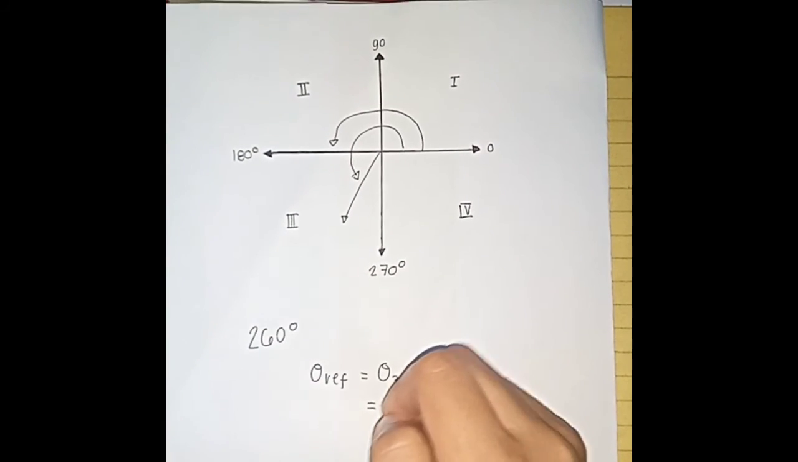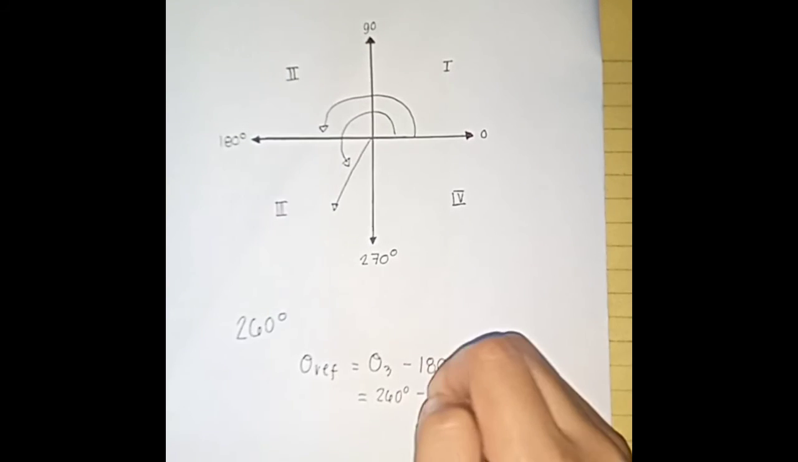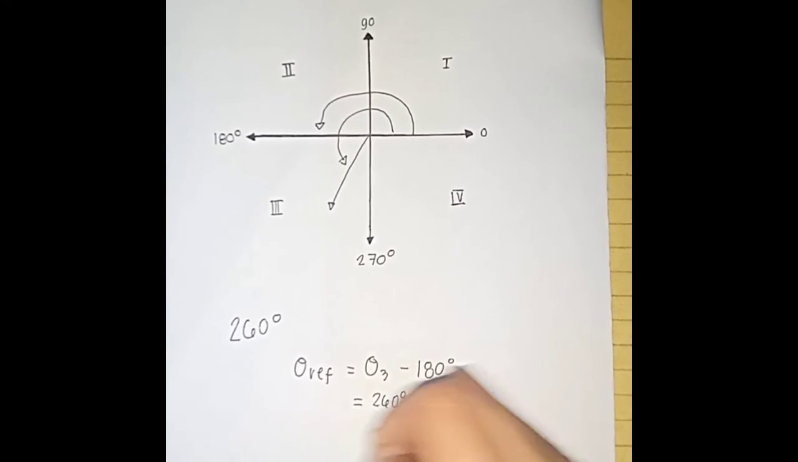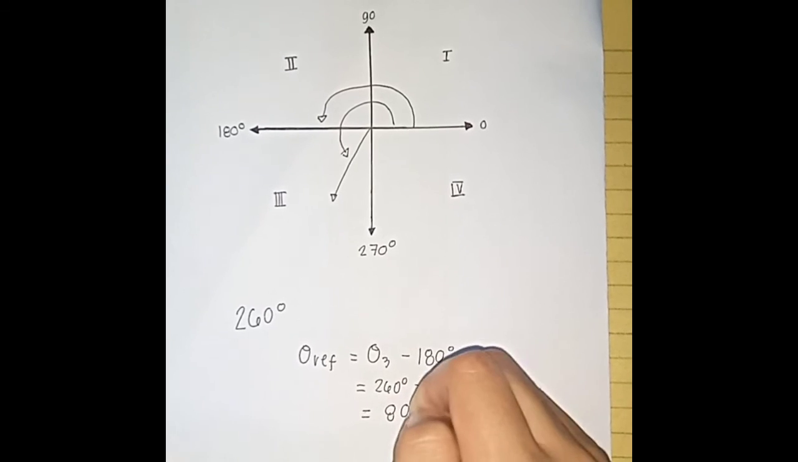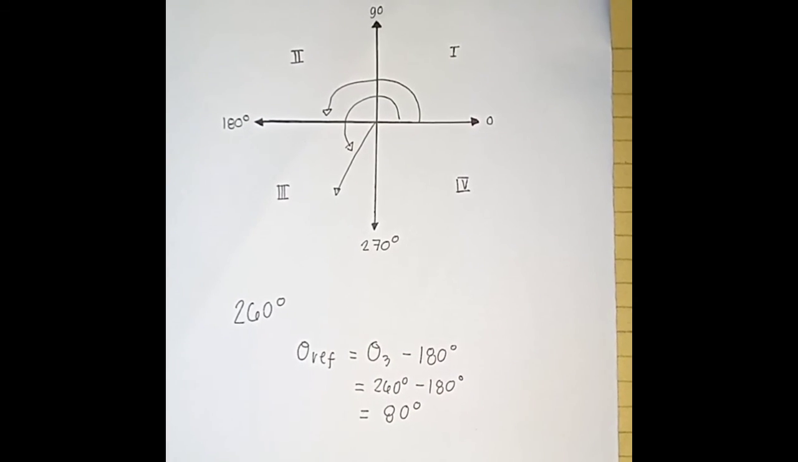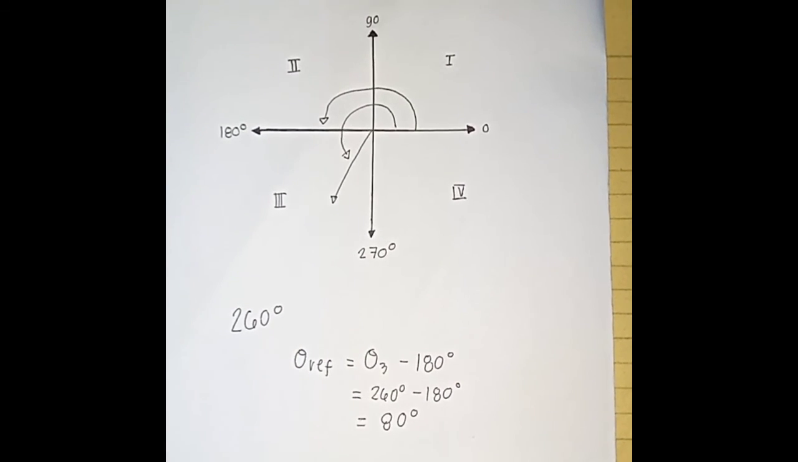So 260 minus 180 is equal to 80 degrees. So the reference angle of 260 degrees is 80 degrees.